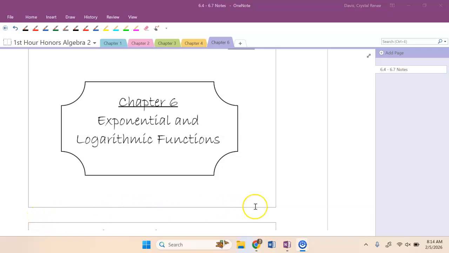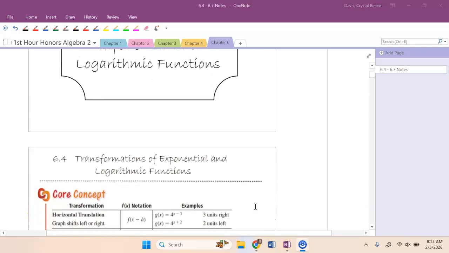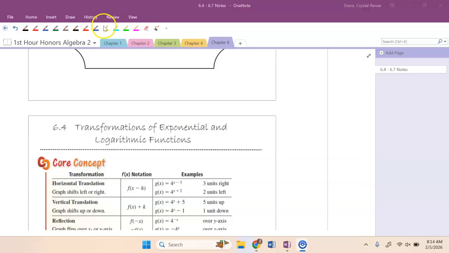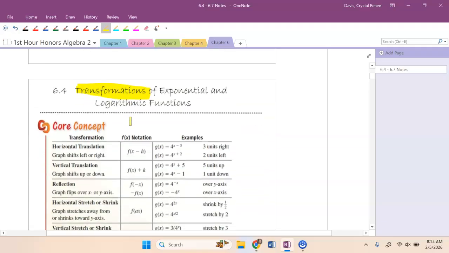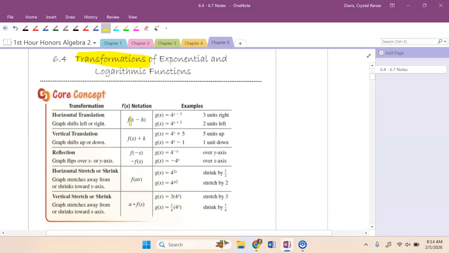All right, guys, so this is the video for 6-4, and notice 6-4 is something we have done a million times already. We're talking about transformations, so transformations of exponential and logarithmic functions. Now these transformations, if you learned them before, are the same thing. They look the same. It's just a different kind of function we're applying them to. We're going to do a little bit with graphing too.